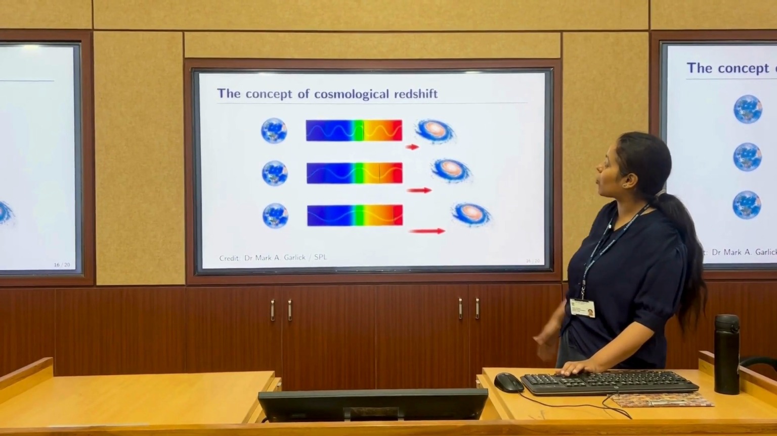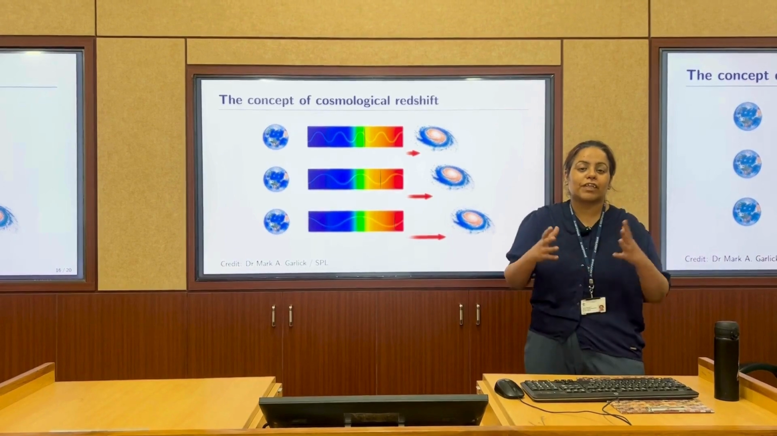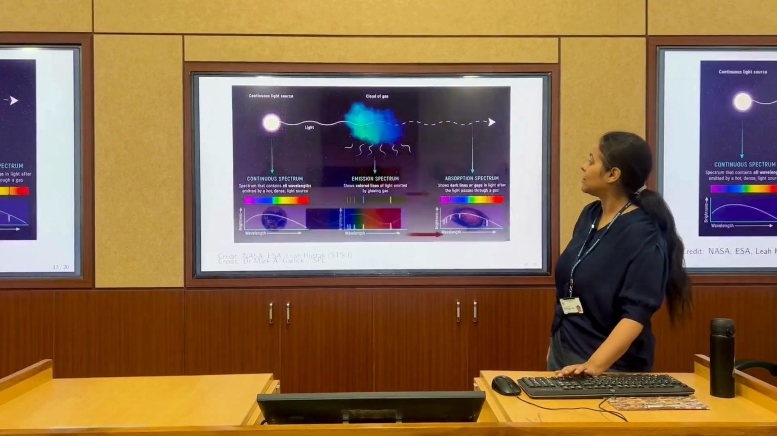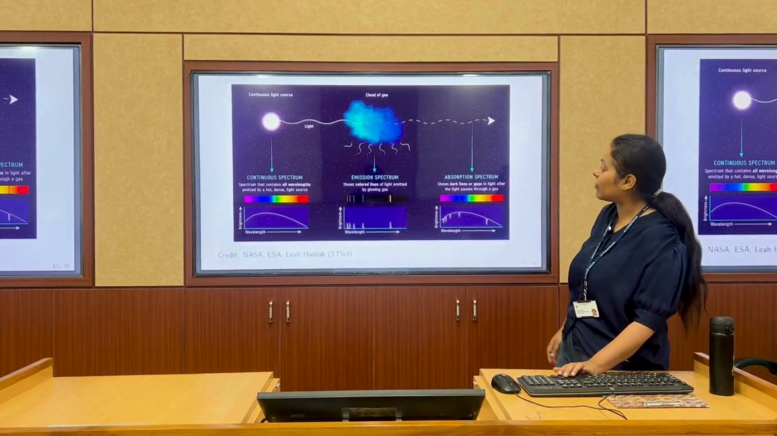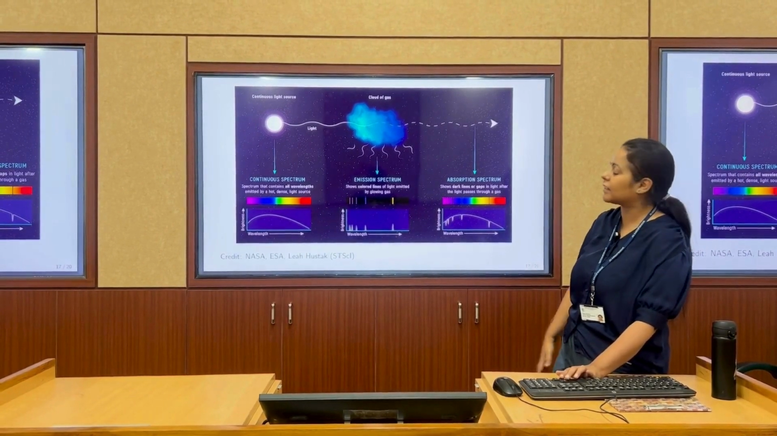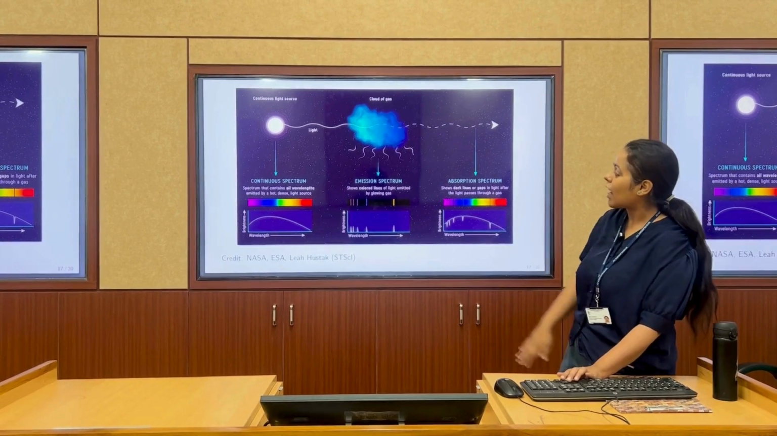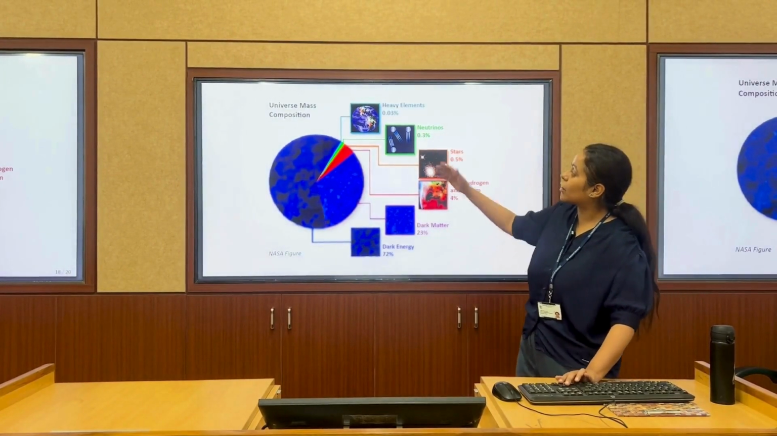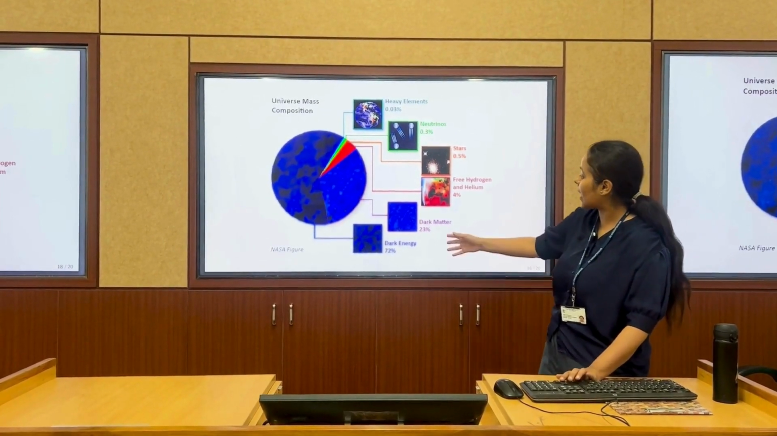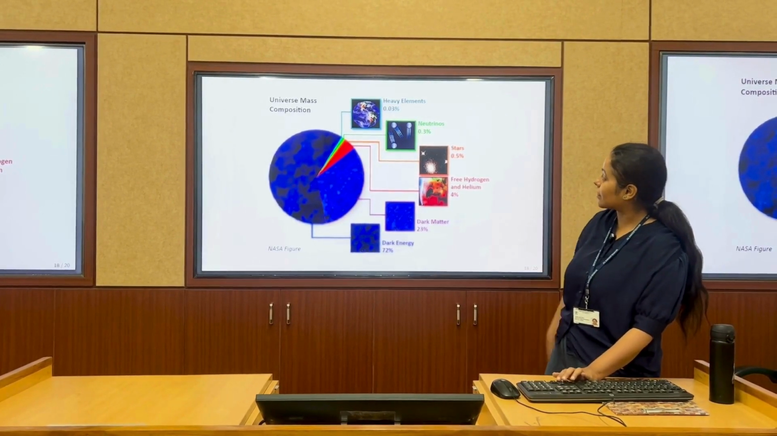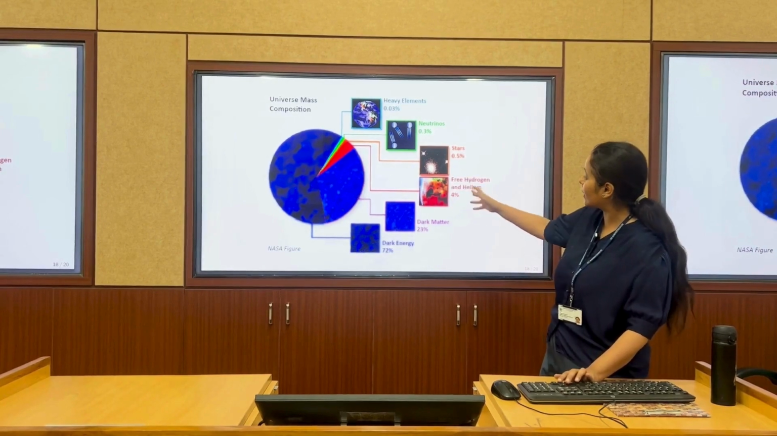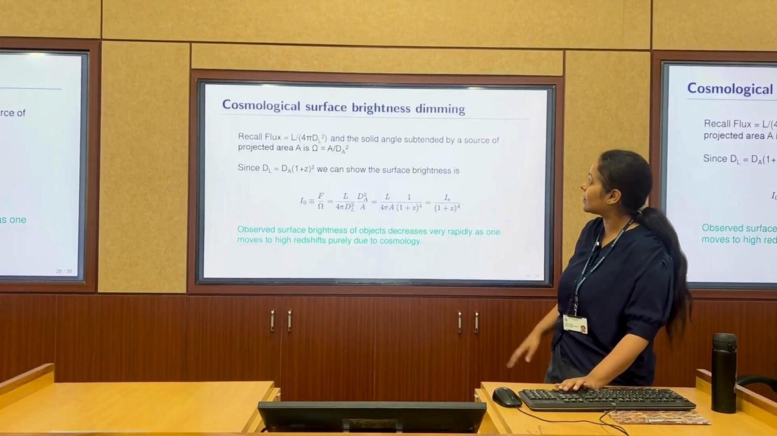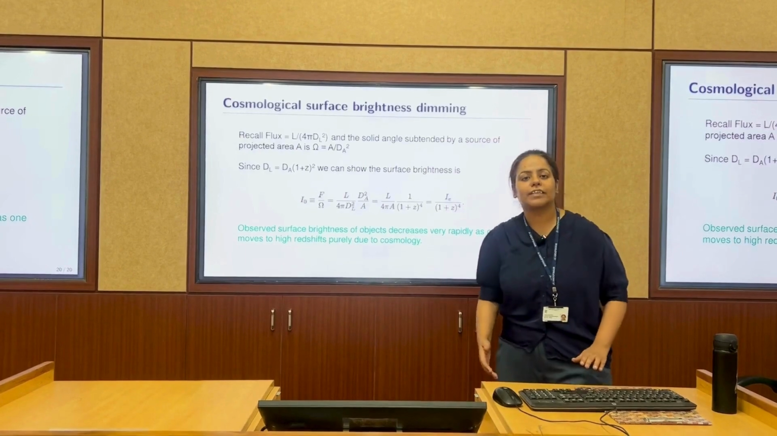Then what is the concept of cosmological redshift? How do we know that we live in an expanding universe, the ever expanding universe? How do we know of it? Then what can we decipher from the spectrum that we receive from galaxies, the emission spectrum, the absorption spectrum, and how it tells about the various constituents of the galaxy? Then what is the mass composition of the universe? What is dark energy, dark matter? Then how are all these things related? Then what are the different distances in standard cosmology? Then other concepts. So all these things we can talk about.